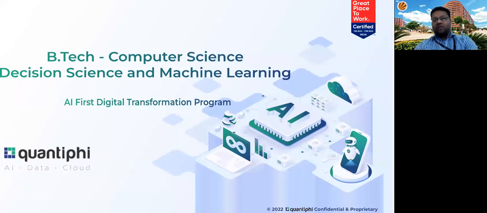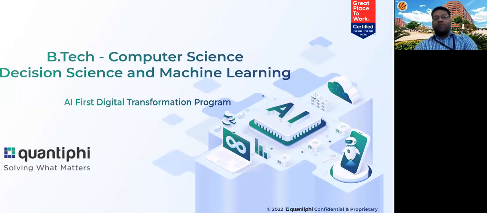So in conclusion, the partnership between Lovely Professional University and Quantify Company aims to bridge the gap between academia and industry. By offering the courses in machine learning and decision science, we equip you with the skills that are highly sought after in today's digital era. Our aim is to empower you to create a future that is powered by technology and fueled by knowledge.